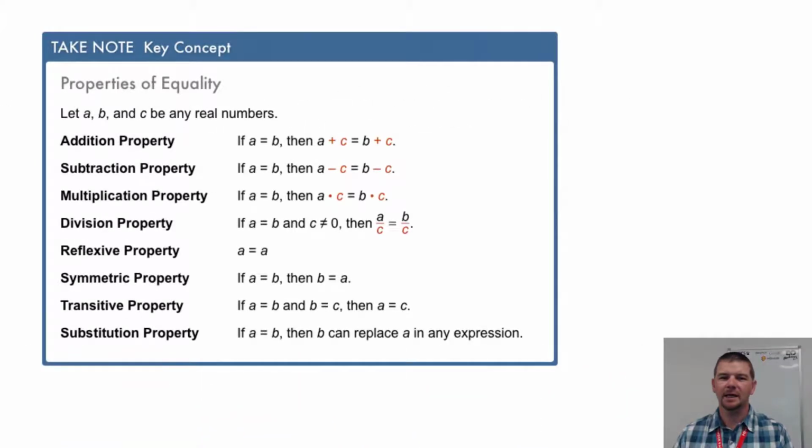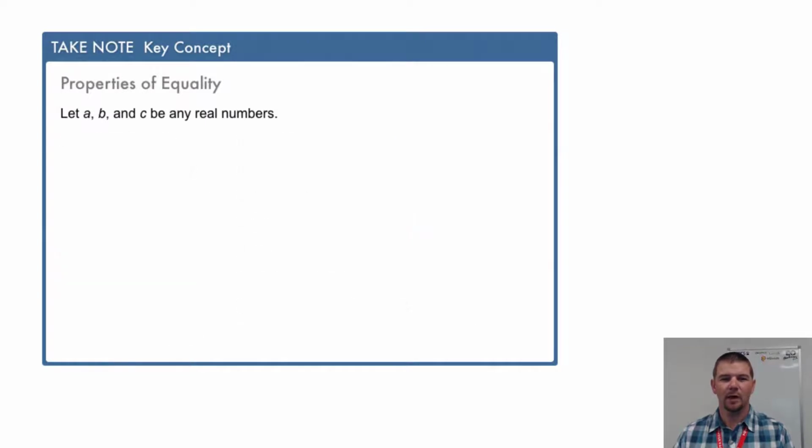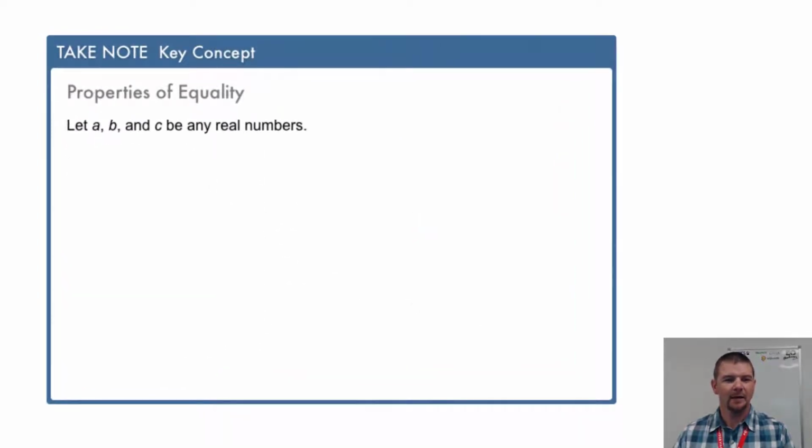Take note. Key concept. Properties of equality. Let A, B, and C be any real numbers. The addition property of equality says if A equals B, then A plus C equals B plus C. Similarly, the subtraction property of equality says if A equals B, then A minus C equals B minus C.